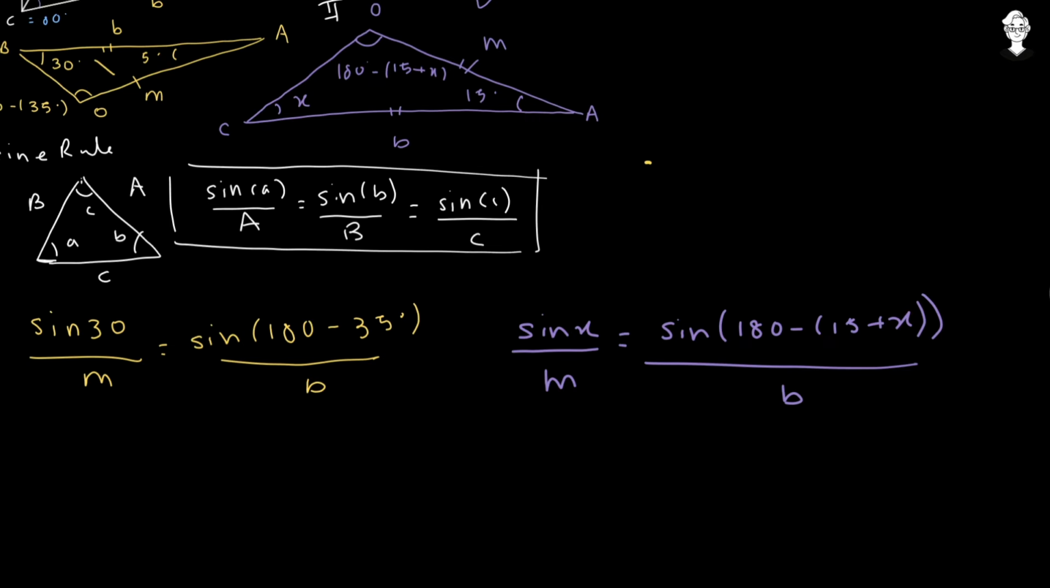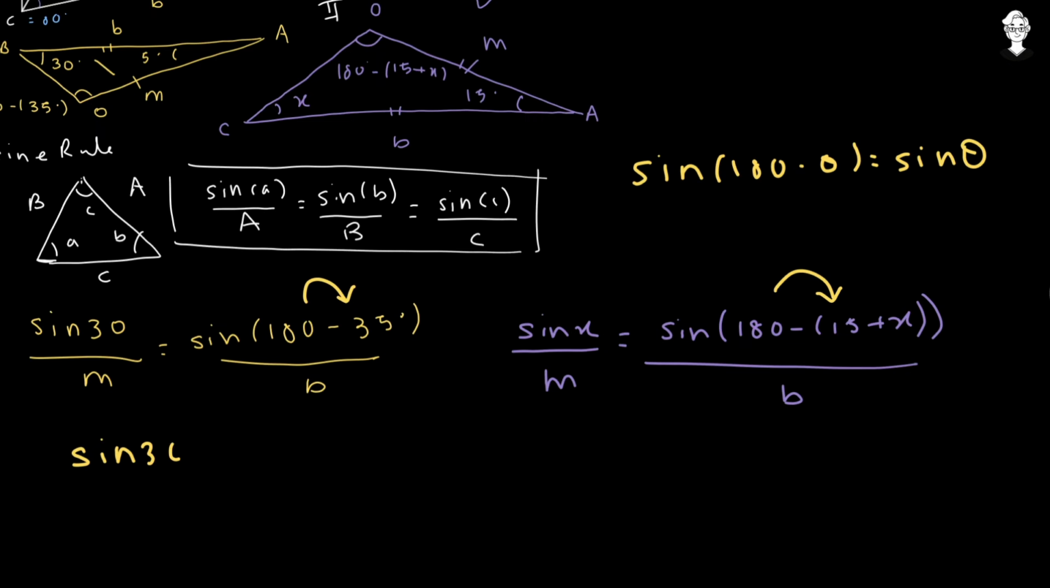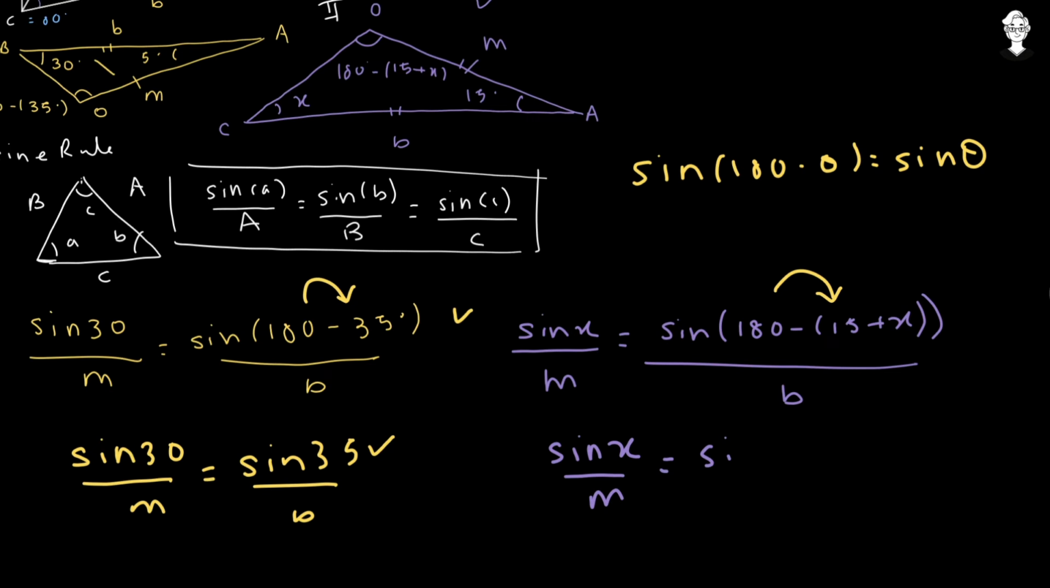So remember the rule that sine of 180 degree minus theta is equal to sine theta. So over here we have the same thing, sine of 180 degree minus 35, and over here sine of 180 degree minus 15 plus X. Therefore this ratio can also be written as sine of 30 degree upon M equals sine of 35 degree upon B. This thing turned out to be sine 35. Similarly, the second ratio can be written as sine of x upon m equals sine of 15 plus x upon b.